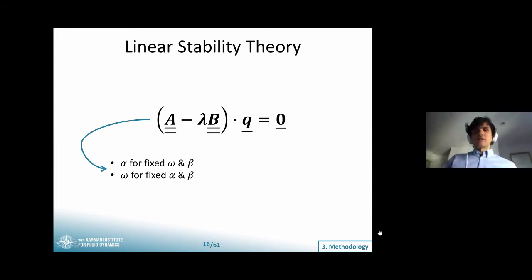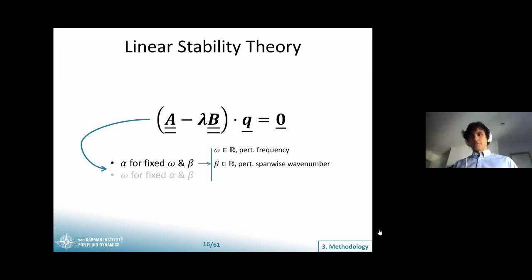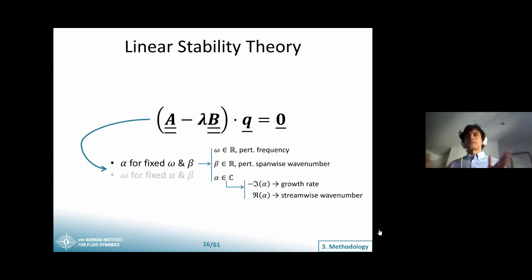All of my analyses are focused on the spatial problem. So we fix a real value for the perturbation frequency and the spanwise wave number, and then obtain as a solution of this eigenvalue problem a complex number of which the minus imaginary part corresponds to the growth rate of the perturbations, so how much they grow in space, and the real part corresponds to the streamwise wave number. So what is their oscillating content in the streamwise direction?